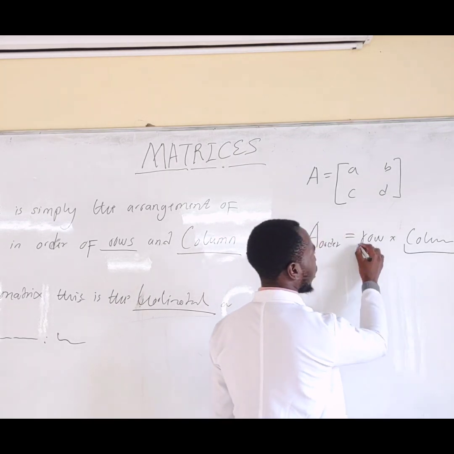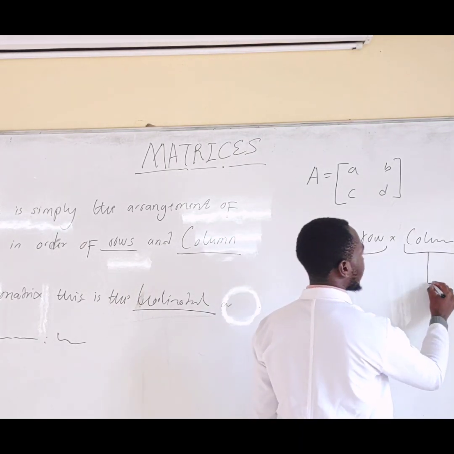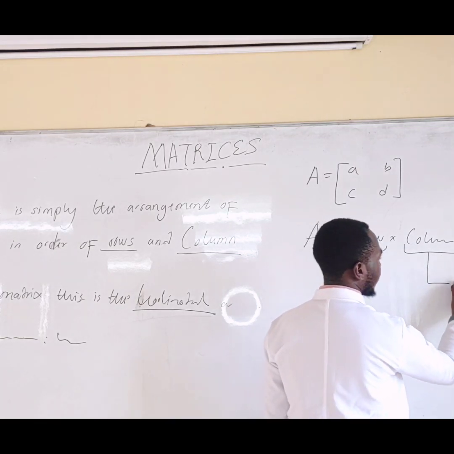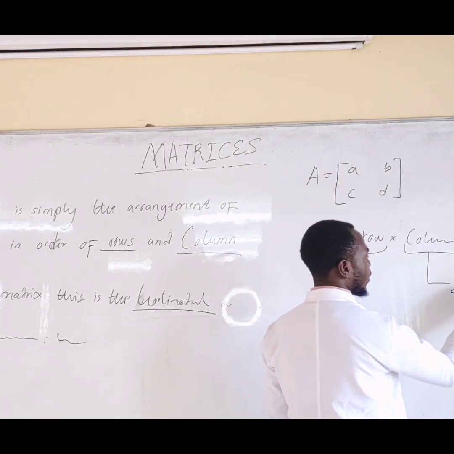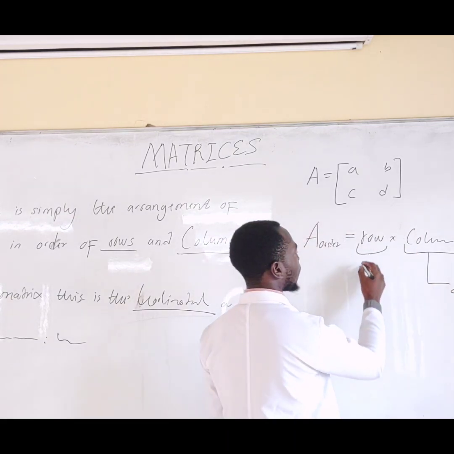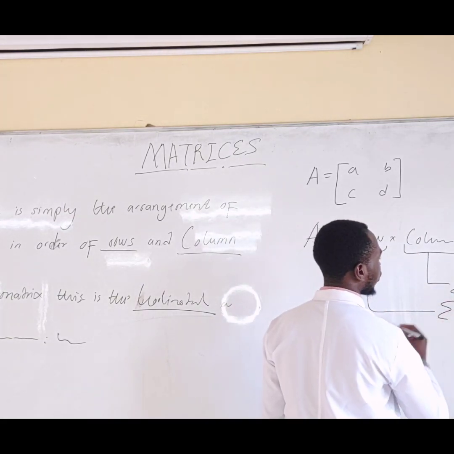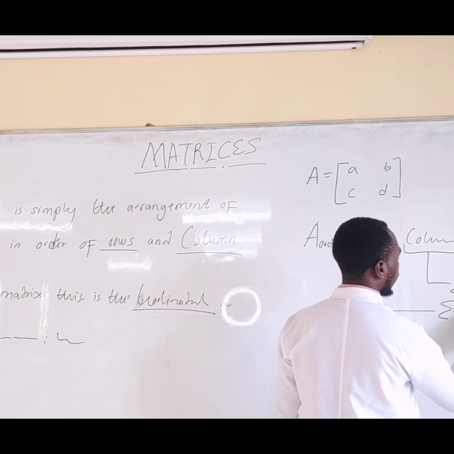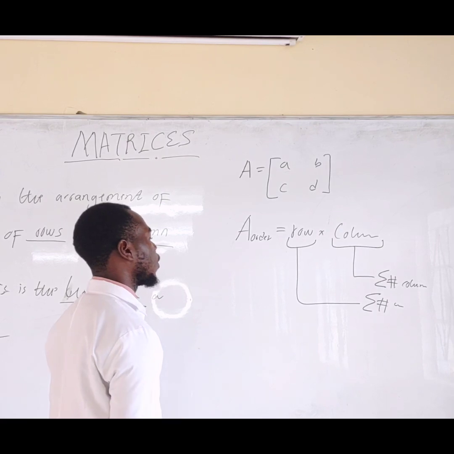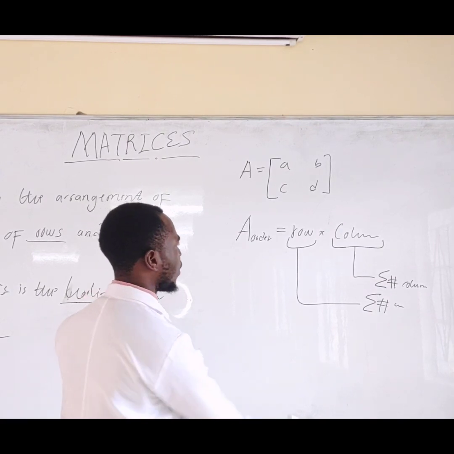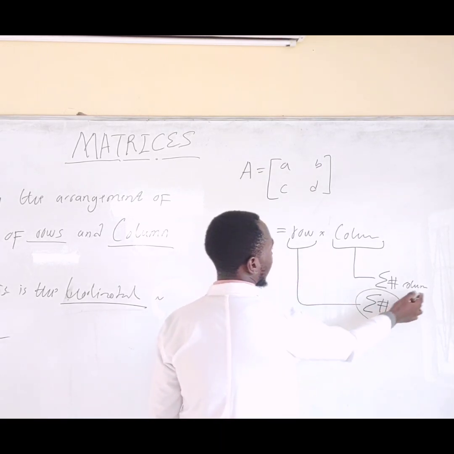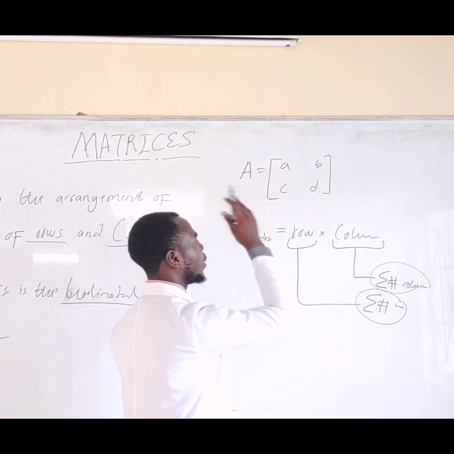When they say it's arranged in rows and in columns, they simply mean the number of columns of a given matrix, and the number of rows in a given matrix, is what we call the order. So the order of any given matrix, this is the formula, is the number of rows by the number of columns of the matrix.